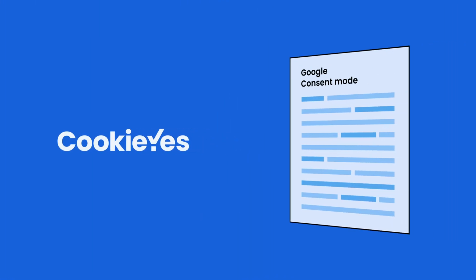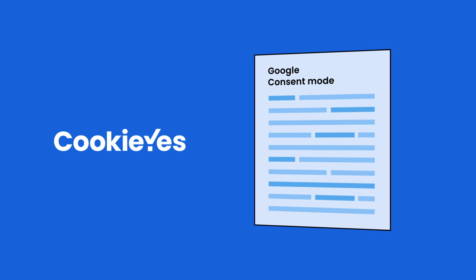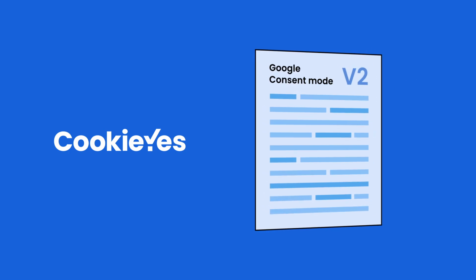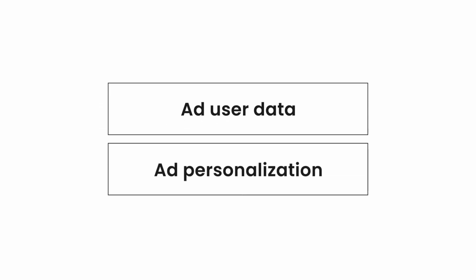If you are an existing user of CookieYes who has already implemented the previous Consent Mode version, upgrading to V2 is easy. The new Consent Mode version introduces two new parameters. These allow gathering more granular user consent specifically for Google's ad products. Let's see how you can make the switch from V1 to V2 with CookieYes.